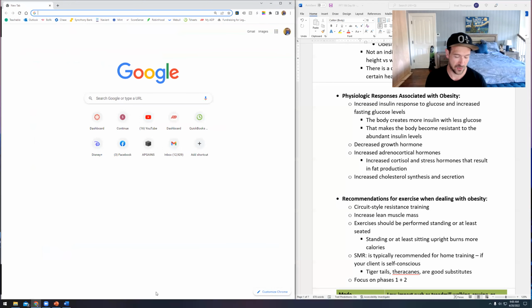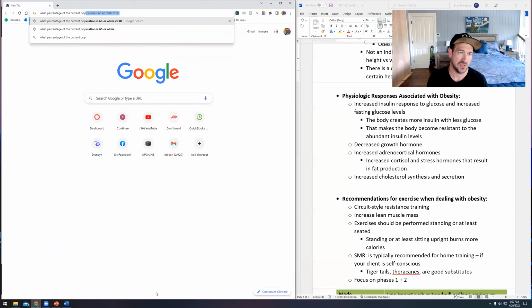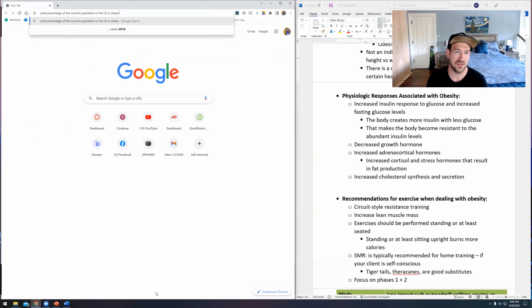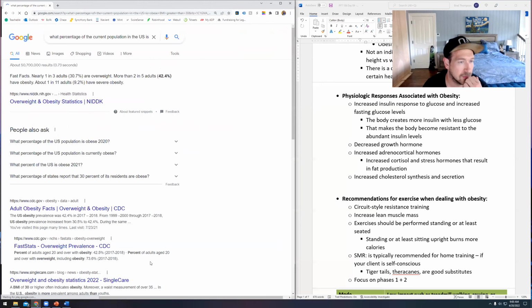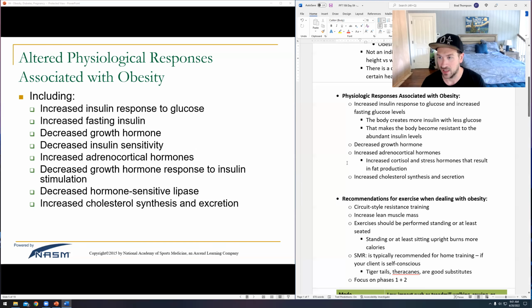Let's find out. Let's Google it. What percentage of the current population in the US is obese? BMI 30. Yeah, so we're seeing 42%. All right, so that's on the climb. So we are definitely seeing that number climb, and it's not really slowing down yet.